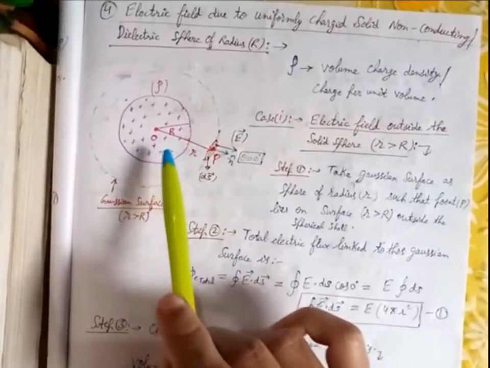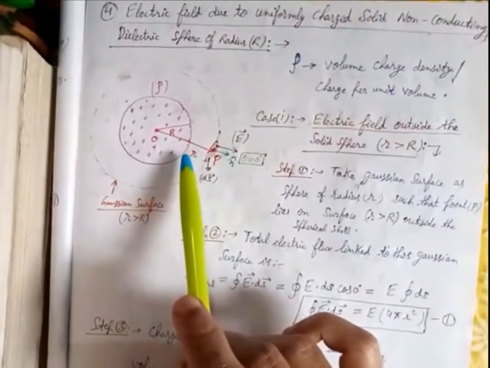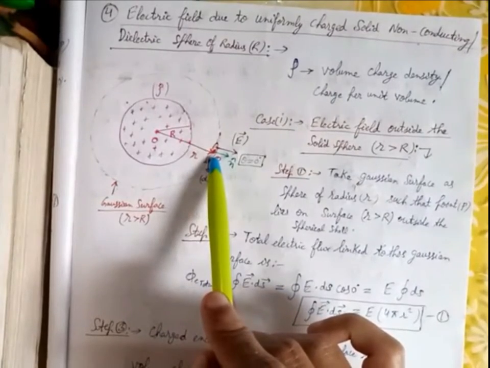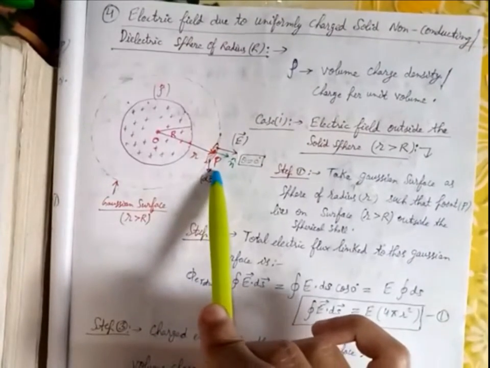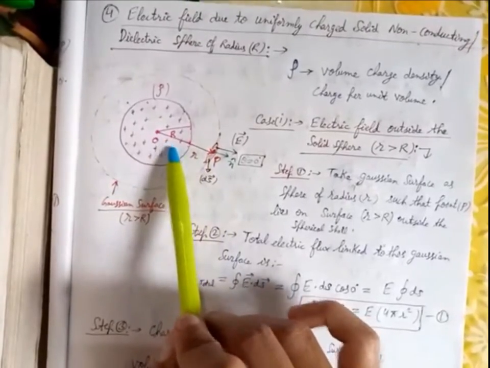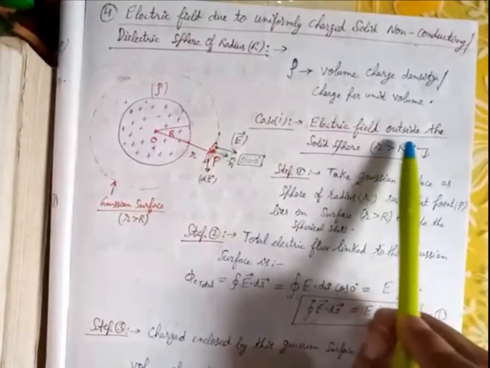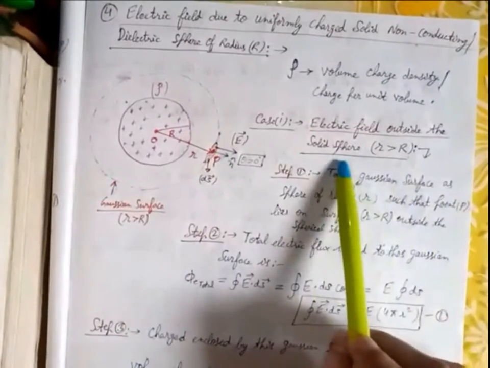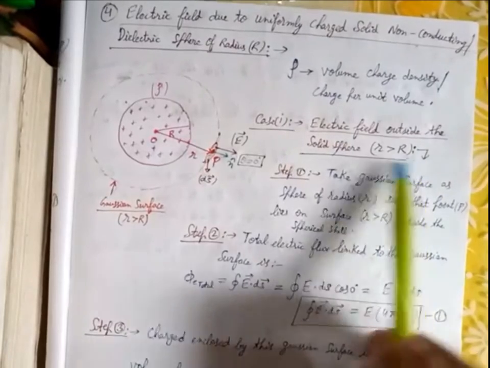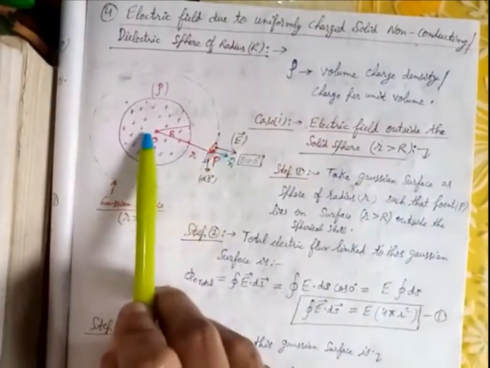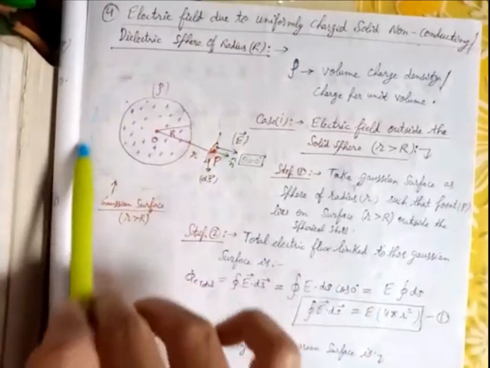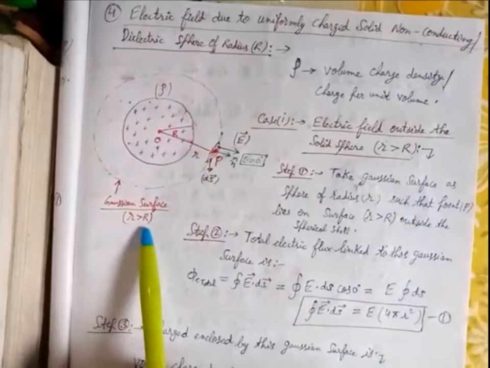Now in this also we will take 2 cases. First we will take the case for the outside the sphere, when we will take the point outside the sphere. Second we will take the point inside the sphere. Now the case 1 is electric field outside the solid sphere, that is small r is greater than capital R. It means the point P is taken outside the sphere, so this small r is greater than capital R. The Gaussian surface is this, that is small r is greater than capital R.